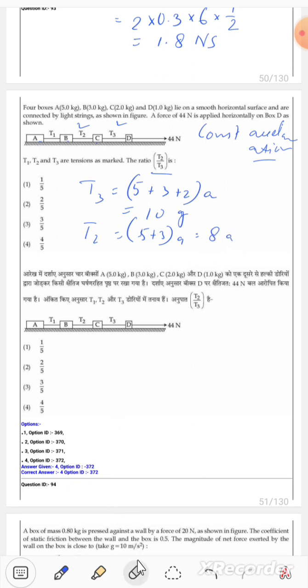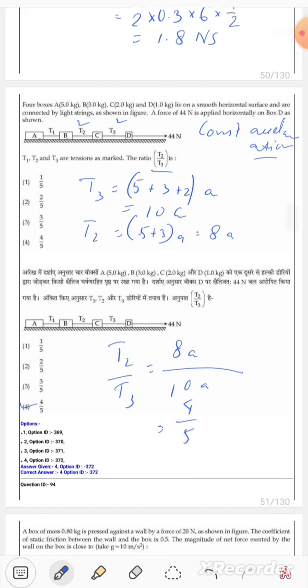This is not 8g, basically it is only a. So if I take the ratio of T2 by T3, it will be 8a by 10a. The a will be cancelled out, so it will be 4 by 5. Option 4 is the correct one, 4 by 5.